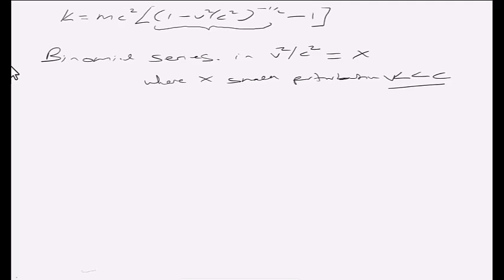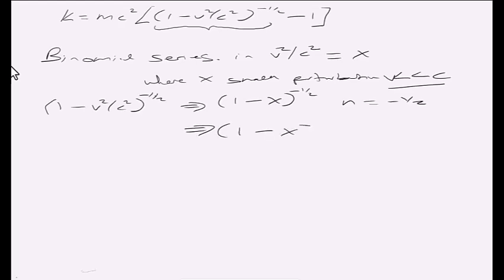So we're going to need to expand 1 minus v squared over c squared to the minus a half, which becomes 1 minus x to the minus a half, where n is equal to minus a half. So this is the same as saying 1 minus x to the n.